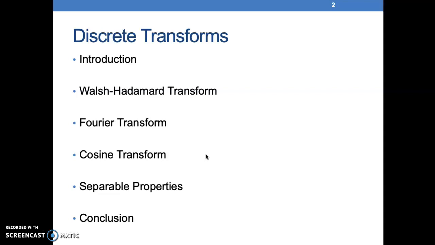But for now, it is in a transformation, the frequency domain. So how to get the frequency domain? You can use a transformation formula or mathematical tools. It can be Walsh-Hadamard, or Fourier, or cosine, and separable properties.